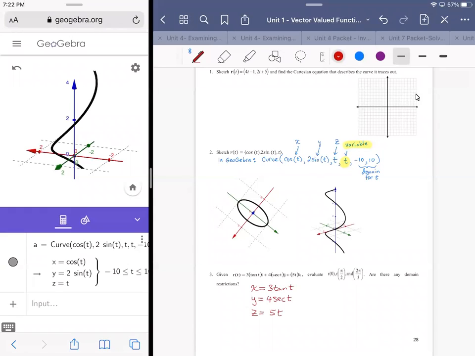Now, it did ask us to figure out r of 0, r of pi over 2, and r of 2 pi over 3. So that we can kind of do. I'll just kind of do it as a table. So evaluate r of 0. So I'm plugging in a 0 for each tangent.